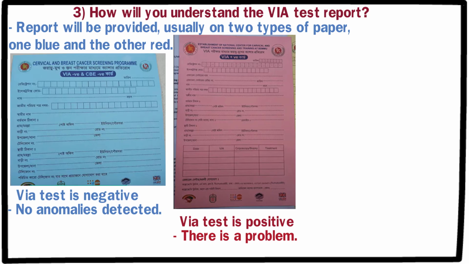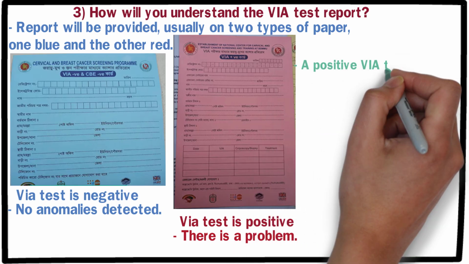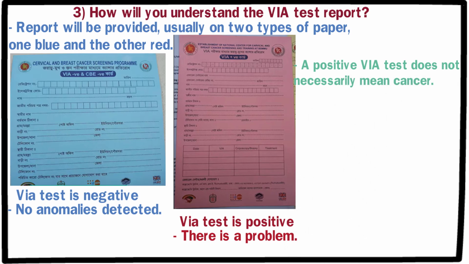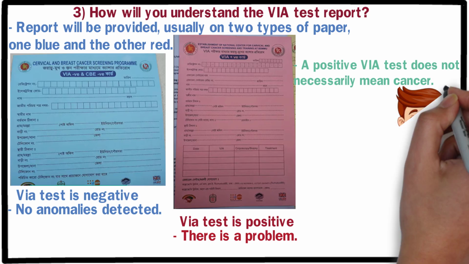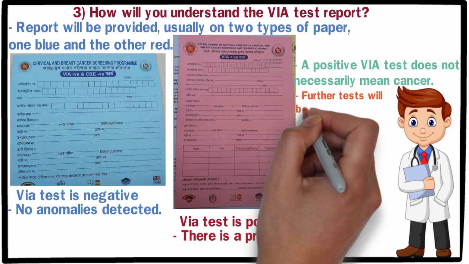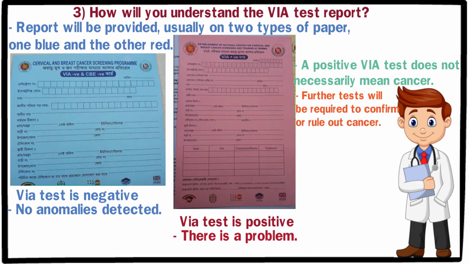However, it's important to note that a positive VIA test does not necessarily mean cancer. If your VIA test result is positive, it is crucial to consult with a gynecologist immediately because further tests will be required to confirm or rule out cancer. Therefore, if you receive a positive VIA test result, seek advice from a gynecologist without delay.